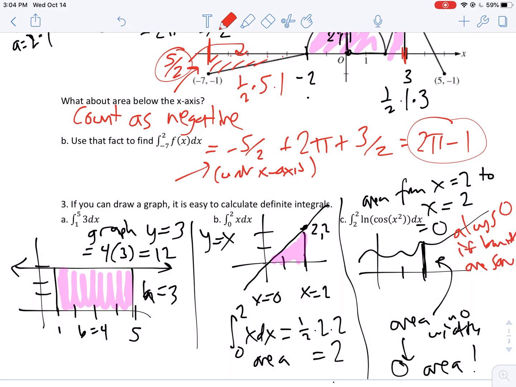So if you start at 2 and end at 2, you start at 10 and end at 10, you have 0 area in there. And remember, everything in these definite integrals is coming back to area under the curve. It's because when you see this integral 0 to 2 of x, it just means the area under y equals x, from x equals 0 to x equals 2. That's how you want to be thinking about these problems.